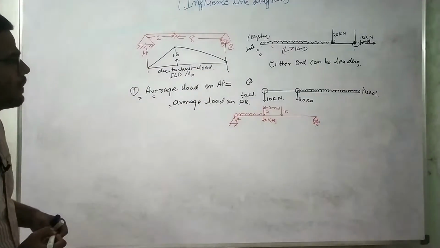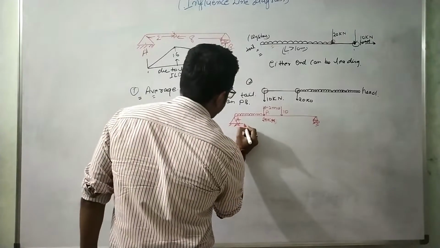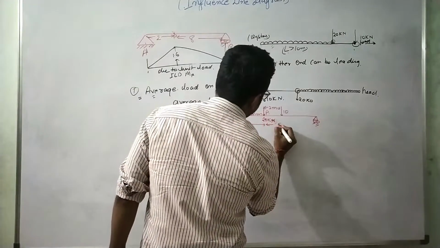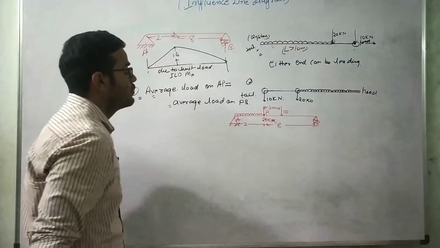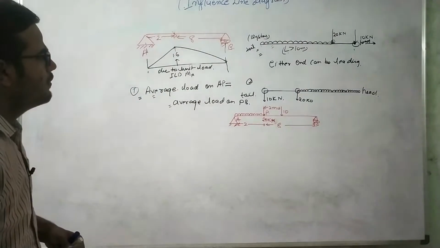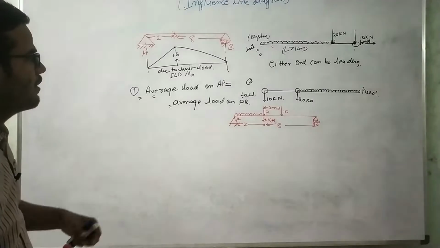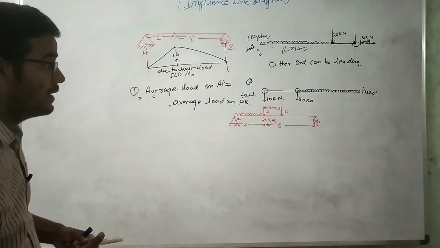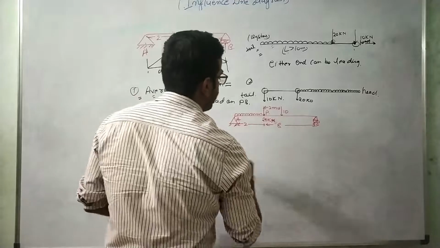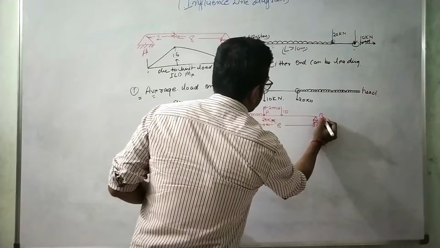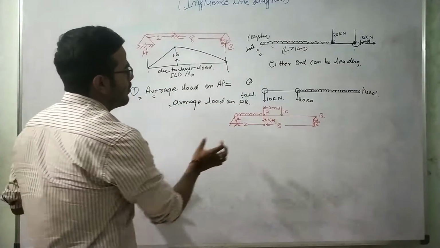So this distance is 2 meter and this distance is 8 meter, right? So if we calculate the average load at different spans, at AP and PB, this is the uniformly distributed load.